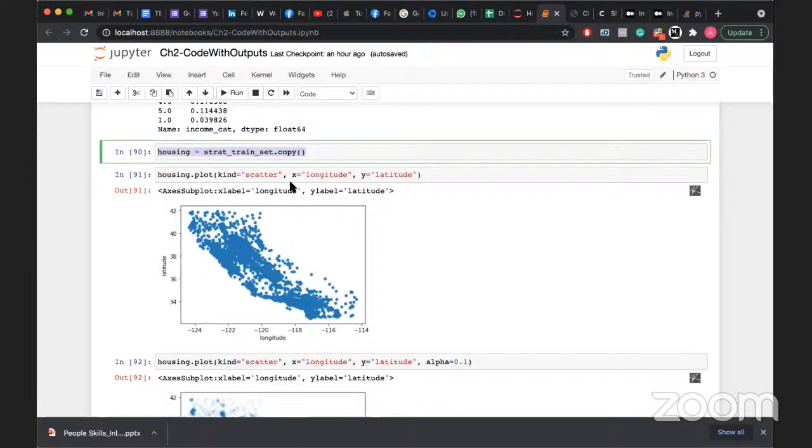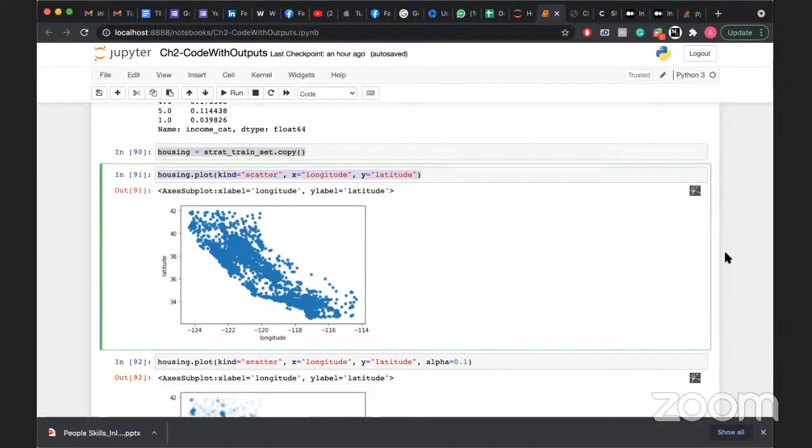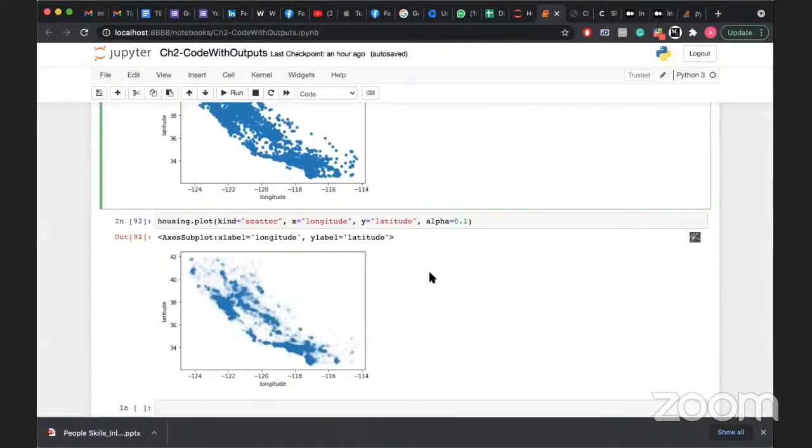We are plotting the longitude versus latitude, so obviously it's going to look like a map. It looks like California's map. So come on, plot this and tell me if you're getting the same map. Let me know, give me a yes if you're seeing a similar map on your screen.